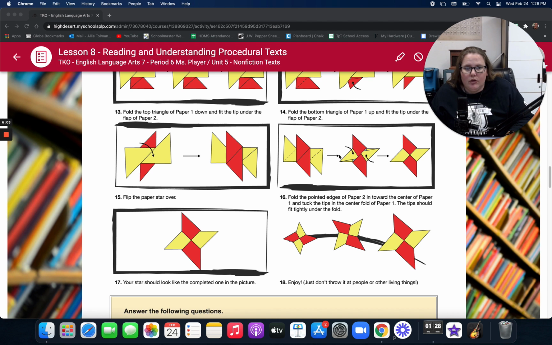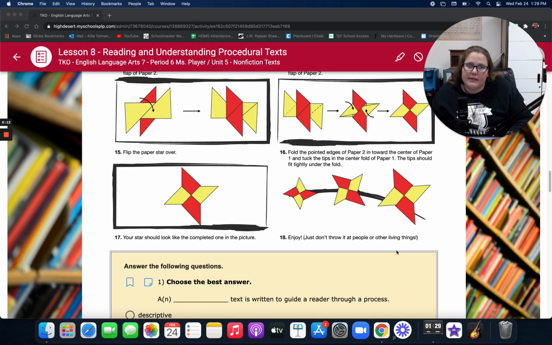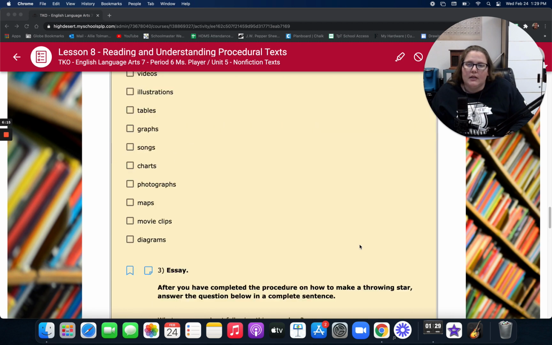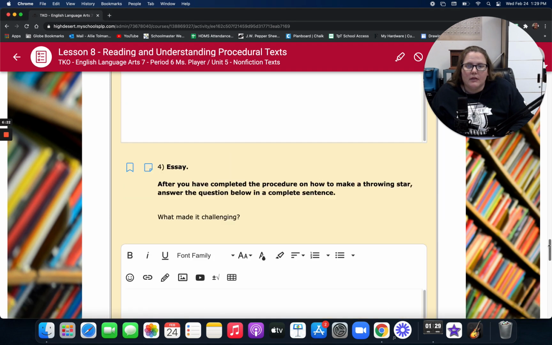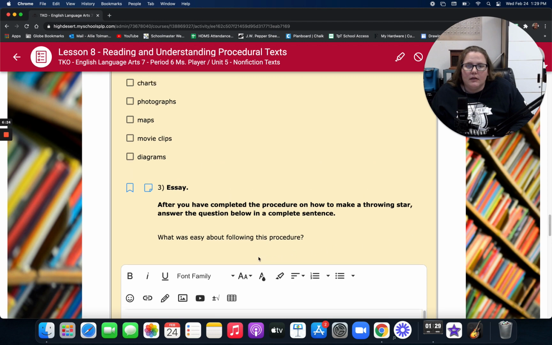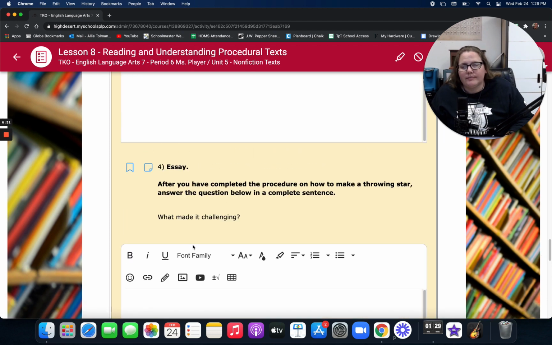Your star should look like the completed one in the picture. And enjoy. Just don't throw them at people or other living things. Not a good idea. All right, and then we have questions that go with what we just read through. They're just asking you questions about the procedure, what made it harder, what made it easier, all that. And that's your Lesson 8. Nice, quick, and easy, and you get to make a throwing star. All kinds of fun, right?